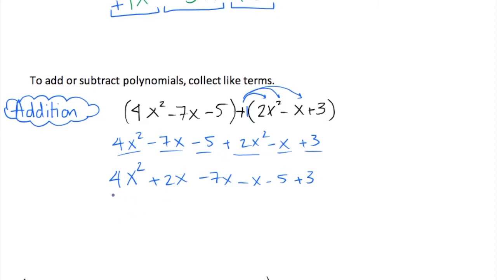Now, let's work with the first two. That's a square. So 4x squared plus 2x squared is 6x squared. Now let's take a look at these two like terms. Minus 7x minus 1x. That will be minus 8x. And here we have minus 5 plus 3, or minus 2. If you have a hard time adding integers, watch my other video called Integer Arithmetics.